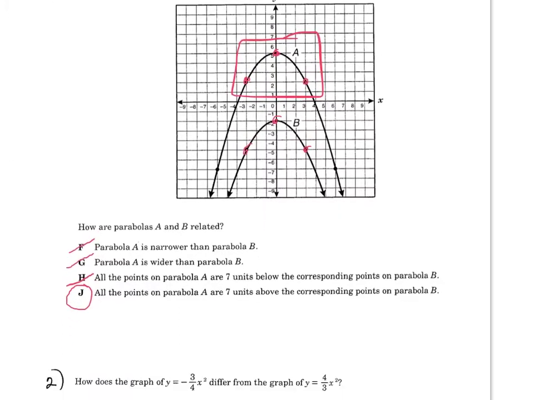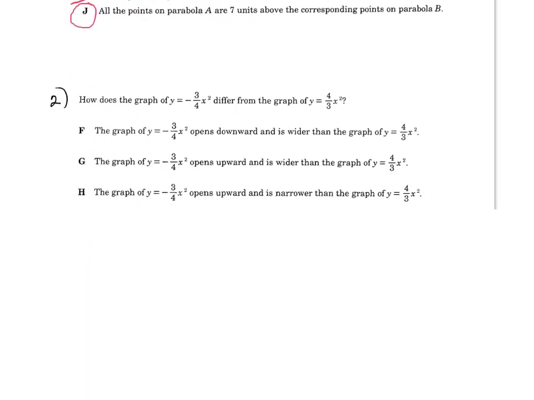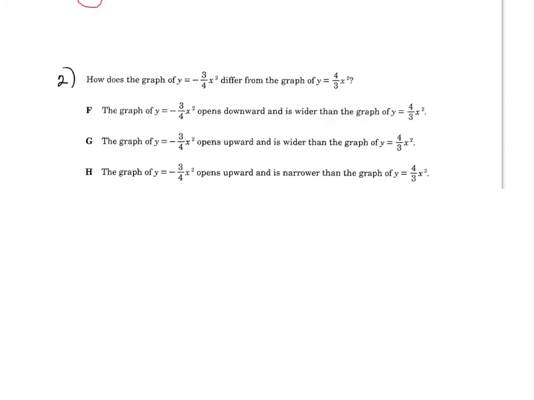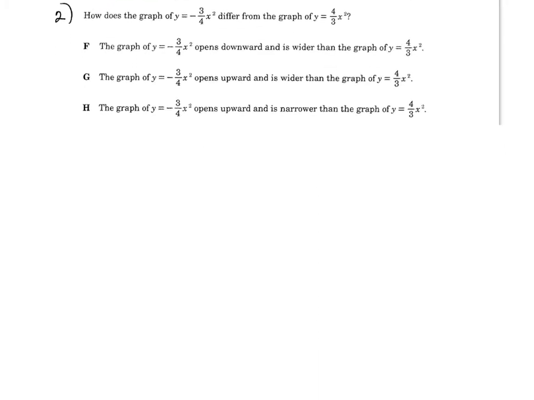Problem number 2 says, how does the graph of y equals negative 3/4 x squared differ from the graph of y equals 4/3 x squared? Okay, so to compare these two graphs, I'm going to graph both of them. I'm going to do it on my graphing calculator. Again, I don't have my graphing calculator with me, so I'm going to graph it on my iPhone app, and then I'll take a picture of it and we can compare it in this video.